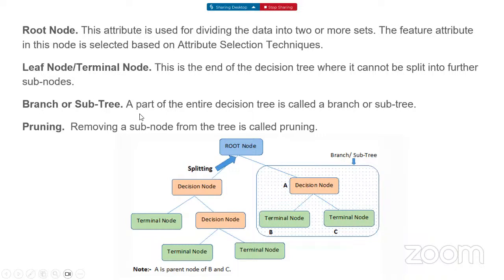Another concept is called a branch. This is a branch of this tree, and also sometimes you want to prune the tree. If the tree is too big, that takes too much computation power, or if it doesn't align with interpretability, then you also want to remove part of the tree as well. That's called pruning.